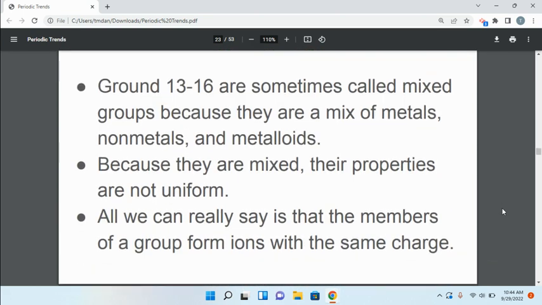First, groups 13 through 16. Those ones that are several different colors. Those are often called mixed groups because they're a mix of metals, nonmetals, and metalloids. Because of that, they don't have common properties. So we really don't give them family names because there really are no families there. There are no common properties in those groups. They don't form common ions within those groups. They don't react the same way within those groups. There's really no true families there.